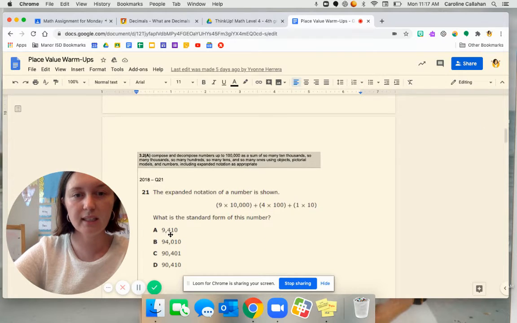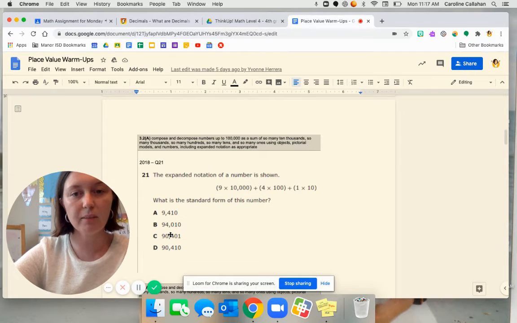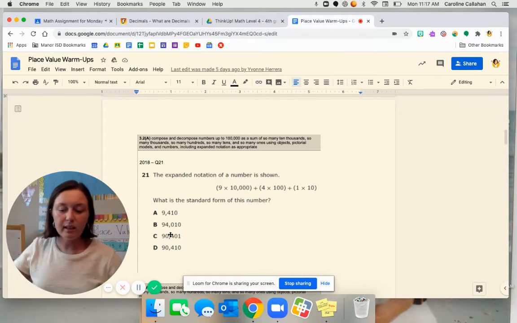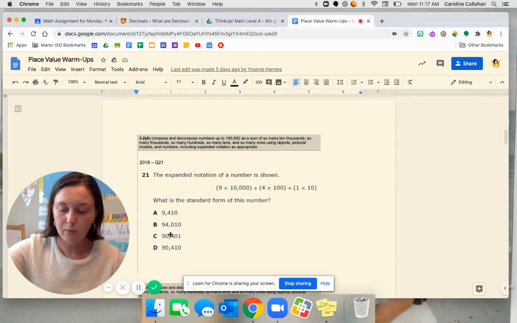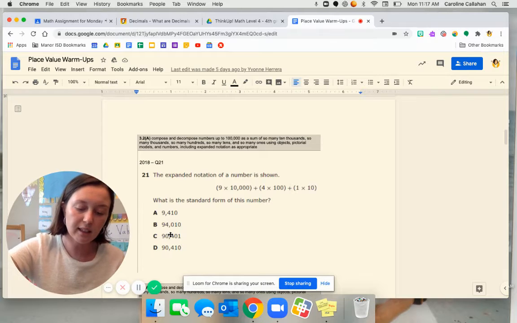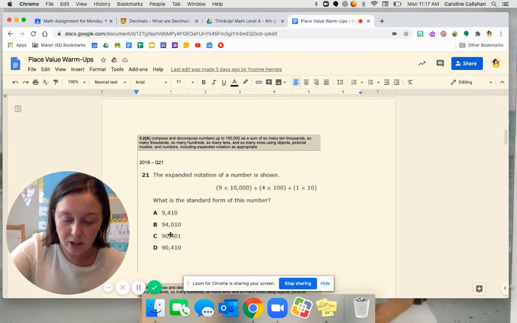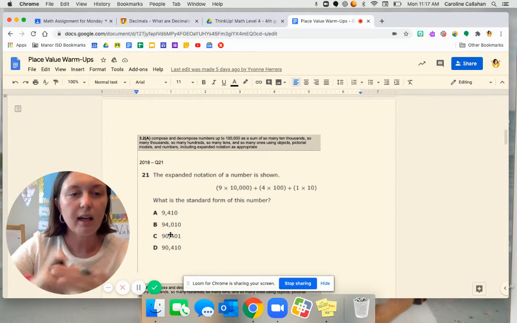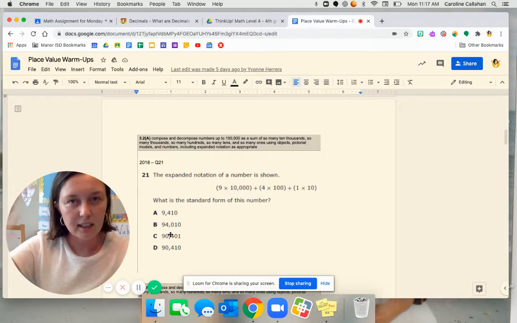Number 2 says the expanded notation of a number is shown. 9 times 10,000 plus 4 times 100 plus 1 times 10. Okay, so like I said, with the expanded form, what we are going to do with the expanded notation is look for the value that is greatest and count how many digits are in that place value, or in that number. How many place value digits are in the number.